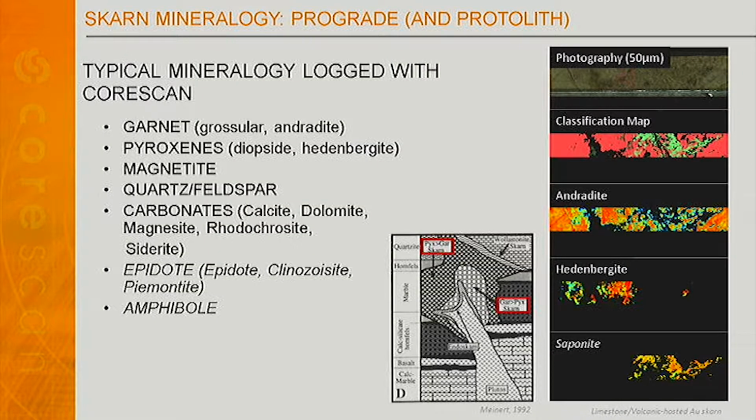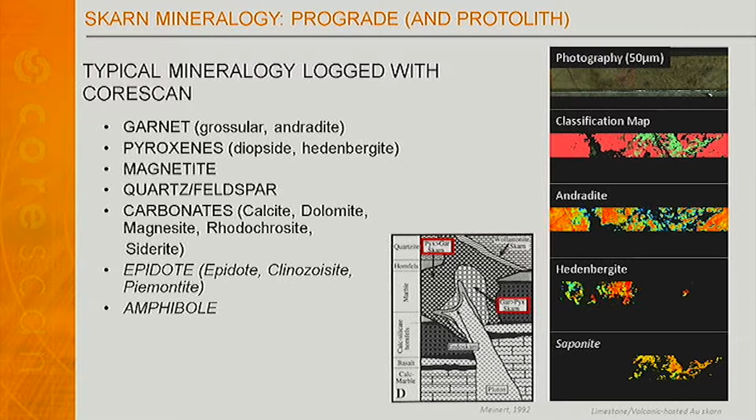Now for the next several slides, I'm just going to go through a few examples of the direct detection of various typical skarn minerals. First we'll start with the prograde as well as the protolith. So we'll look at some of the typical mineralogy here. You of course have the garnets, grossular, andradite, and this isn't supposed to be a comprehensive list. This is just an example of some of the ones that we see here. And over here on the right, you'll see some examples. This is the gold skarn that I'm showing on the right.